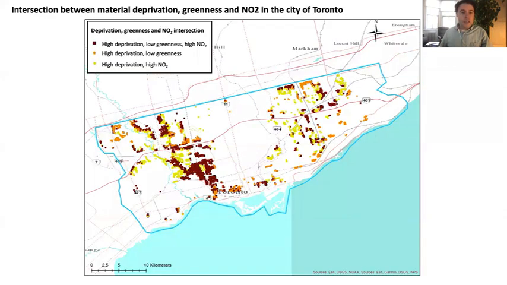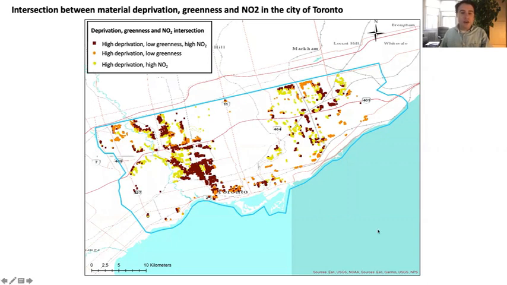So now I'm going to show you maps of each city that illustrate how exposures are distributed in space and how these intersect with material deprivation. The first series of maps of Toronto, Montreal, and Vancouver illustrate the overlap of high material deprivation postal codes with high air pollution and/or low greenness.